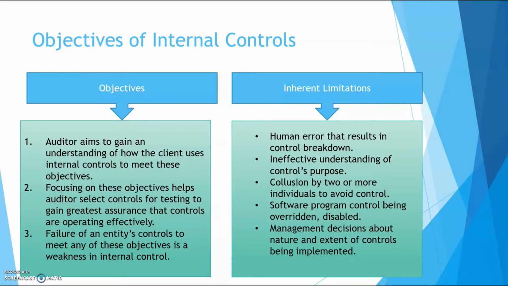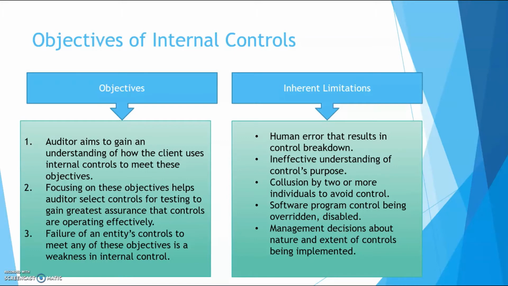One limitation that's going to exist at all levels of all businesses is human error that results in a control breakdown. Now, this is not fraud, this is just human error. We've all done things wrong in the morning, we've taken the wrong train, we've missed our alarm. Human error applies to accounting as well.